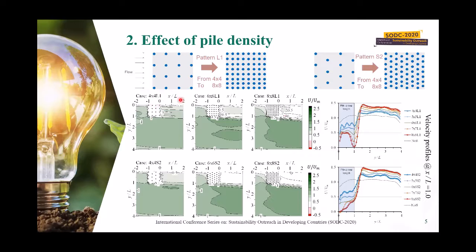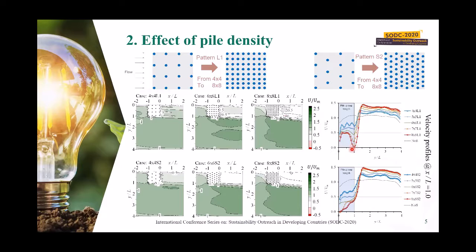These are the L1 type, but the number of piles is increasing. We can see this is 4x4, 6x6, and 8x8. By increasing the number of piles, the velocity decelerates behind the pile group because the resistance becomes higher against the flow. And in these velocity profiles, we can see that from the 4x4, which is the upper blue line, to 8x8, which is the lower red one, the velocity decreases behind the pile group.